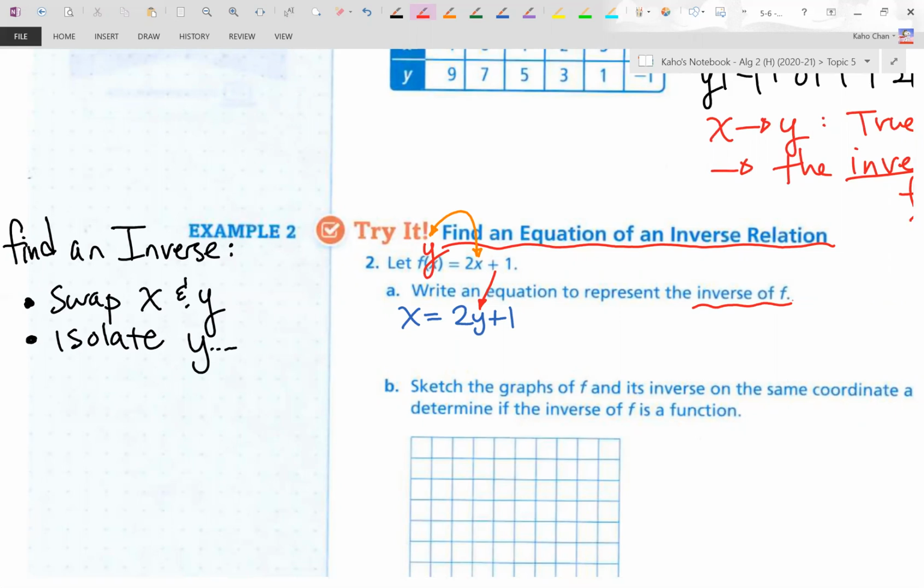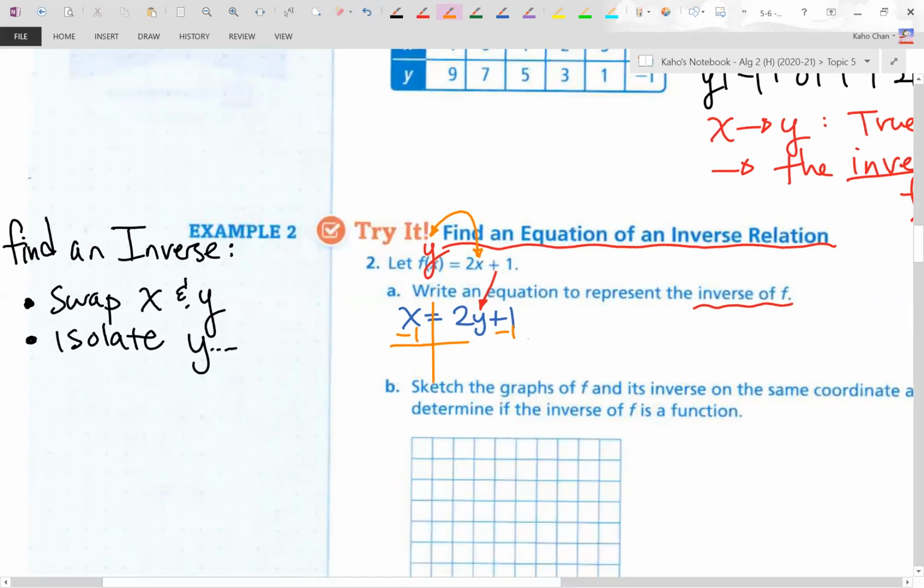So opposite of PEMDAS is SADMEP. I'm going to go ahead and subtract 1 from both sides. That gives me 2y equals x minus 1, then divide by 2. Yay! My inverse is x minus 1 over 2 equals y.